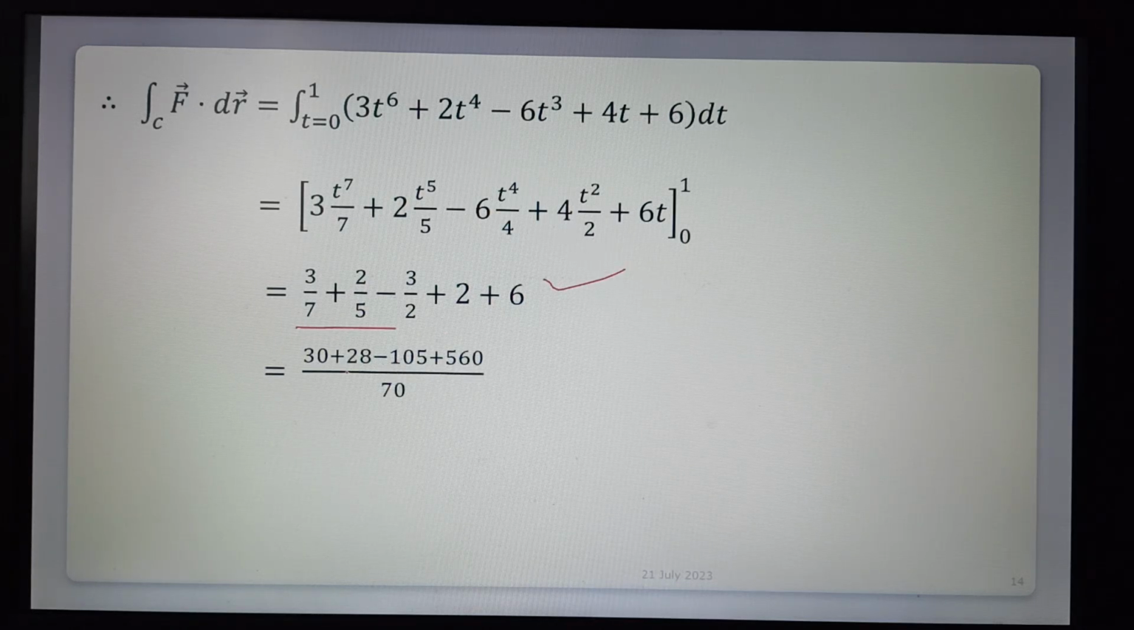Now simplifying, that is equal to 513 by 70. That can also be written as 7.32857. This is the required value of the given line integral of f bar.